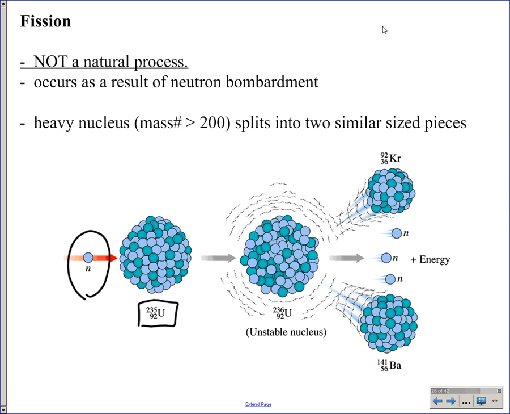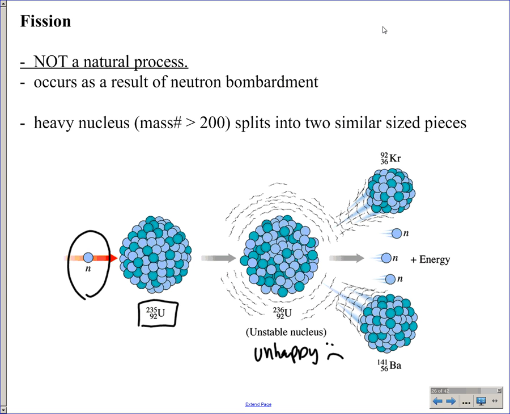So whenever this happens, this neutron gets sucked into the large atom, and now it is even more unstable. So it's even more unstable. It's very unhappy, and it's going to split. And so this is unhappy, and it splits into two similar sized pieces.